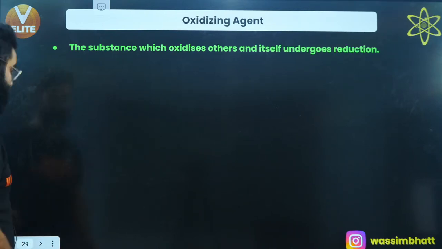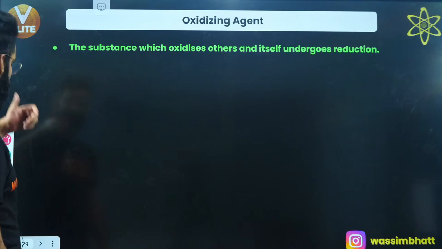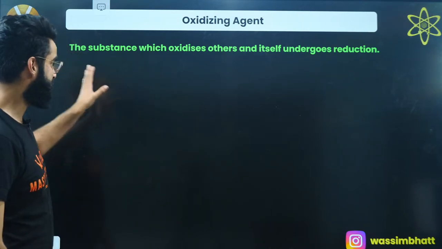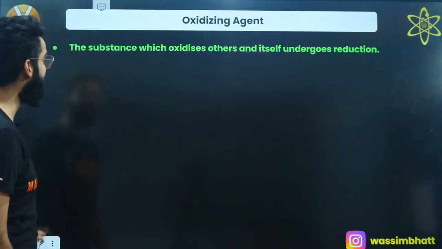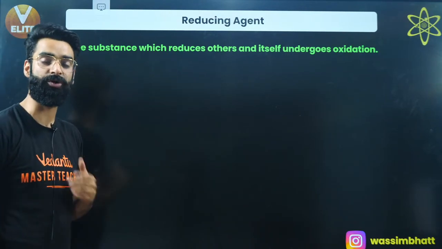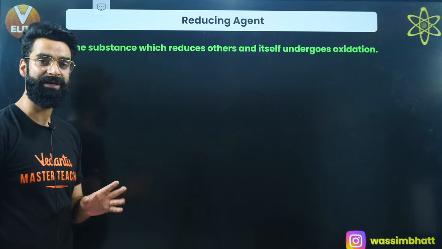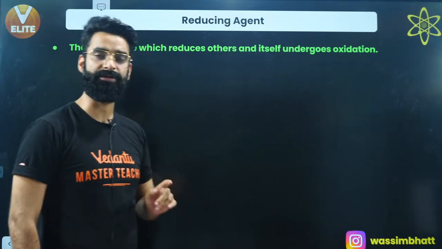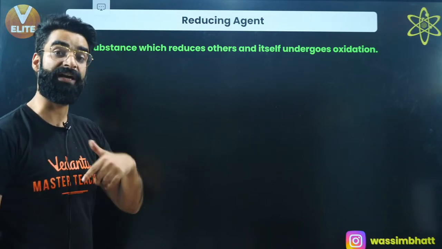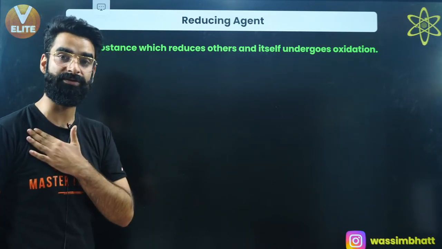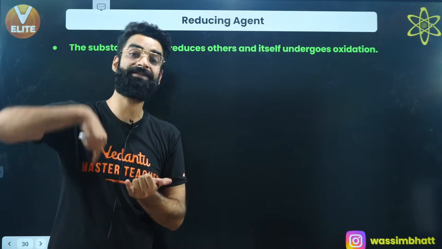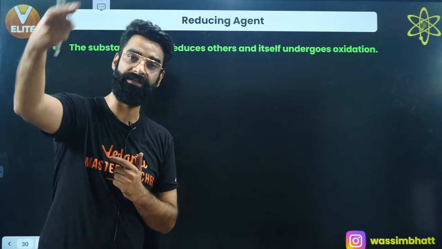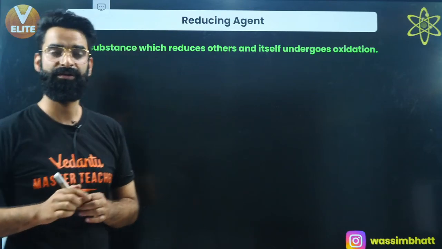Before showing you the examples of oxidizing and reducing agents, this is the definition of an oxidizing agent. Similarly, let me give the definition of a reducing agent first, then I'll show you the examples. What is the reducing agent? The reducing agent is the one which reduces others, but itself undergoes oxidation. The oxidizing agent is the one which oxidizes others, but itself undergoes reduction.